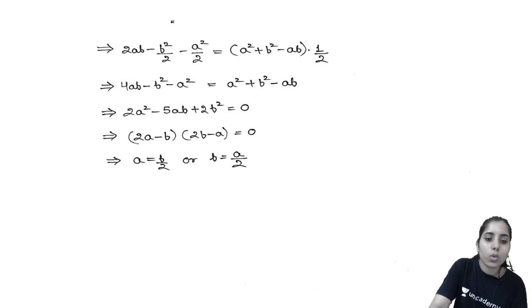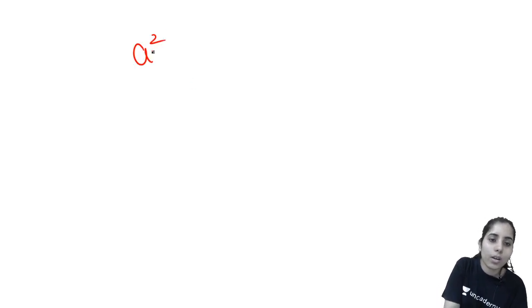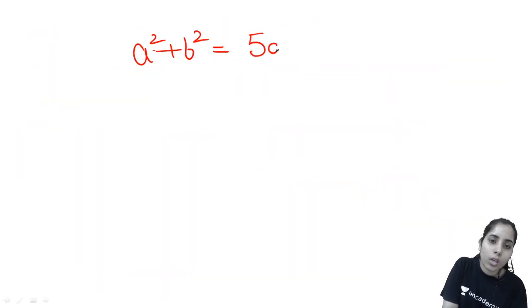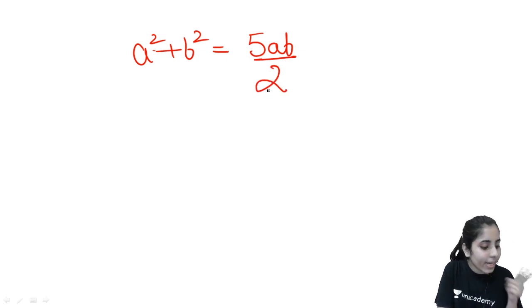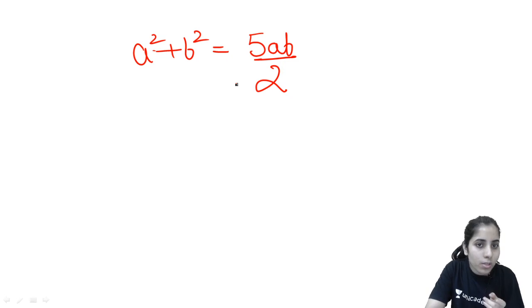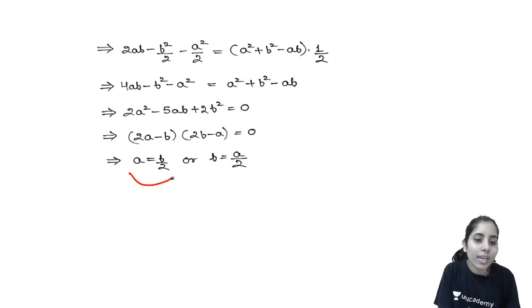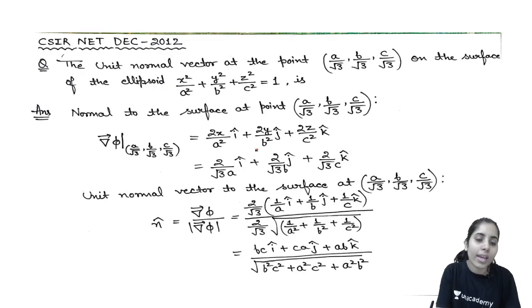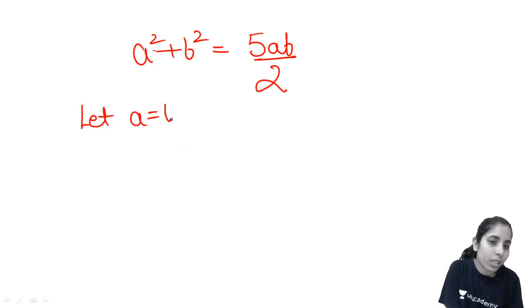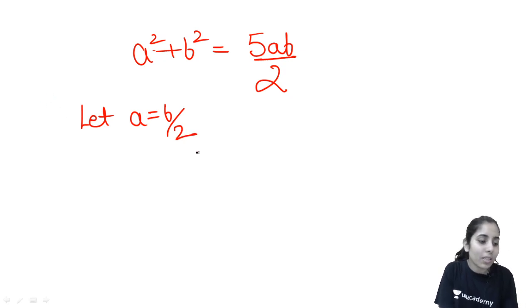Done. Next thing, we are getting a square plus b square is equal to 5ab upon 2. Now you wanted to get the relation between a and b, which will satisfy this condition or will give you the angle 60 degrees between u and v vectors. So with the options, when you check, you will find only a equal to b by 2 and b equal to a by 2, any one of these relations. If I put a equal to b by 2 here, what I will get? Let a equal to b by 2, which you will get from the options. You will check this thing from the options.